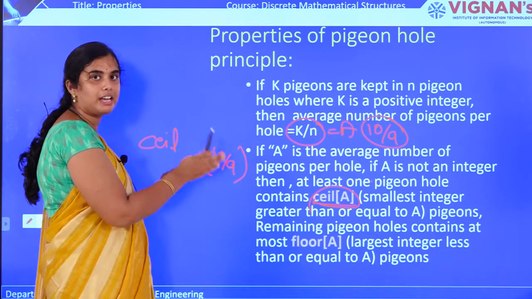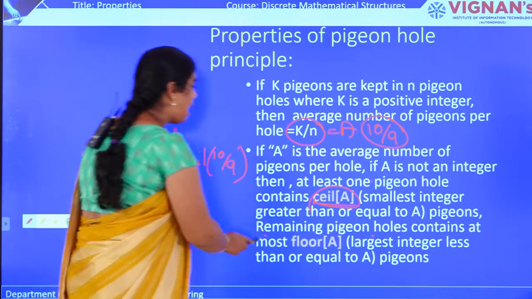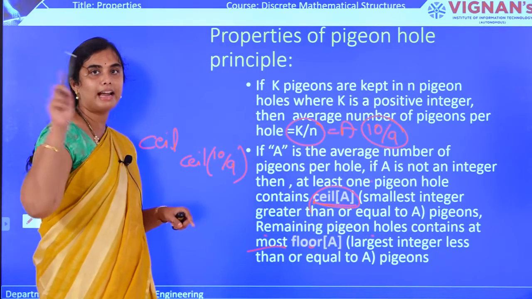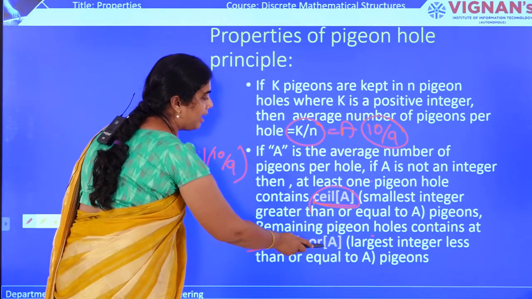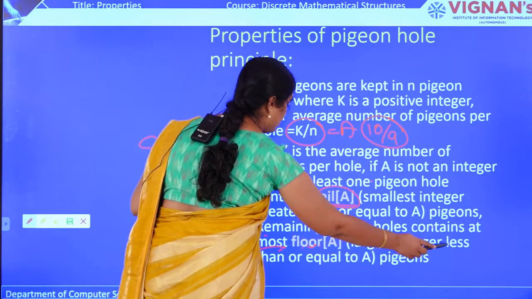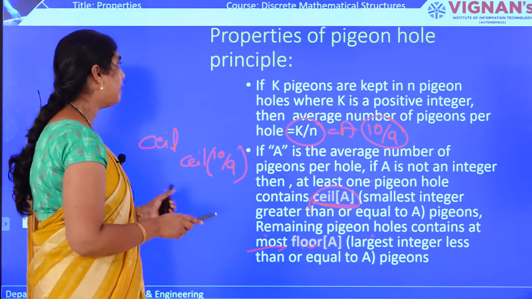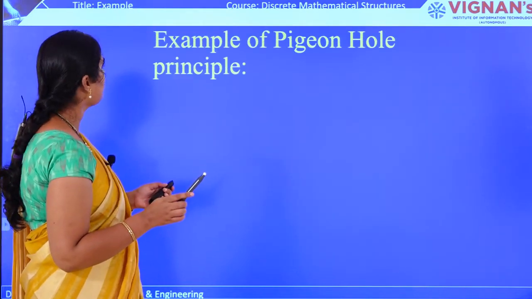Okay, the pigeons part is over. What about the holes? The remaining holes contain at most floor of A. At most means maximum, at least means minimum. At most floor of A pigeons, where floor of A means the largest integer less than or equal to A. Okay.